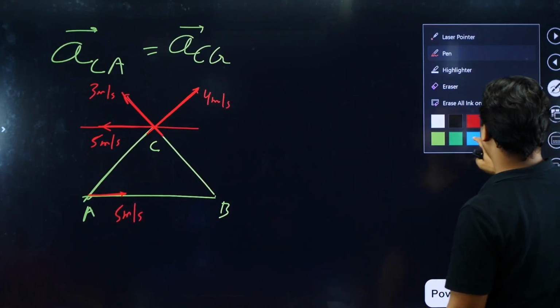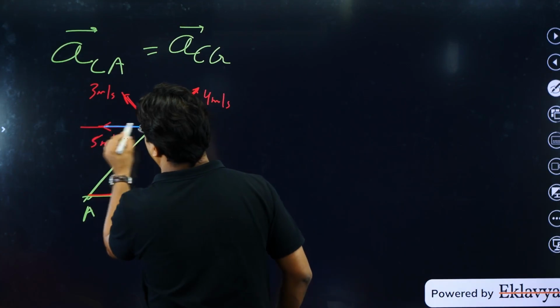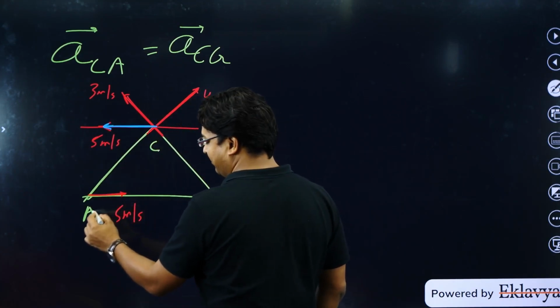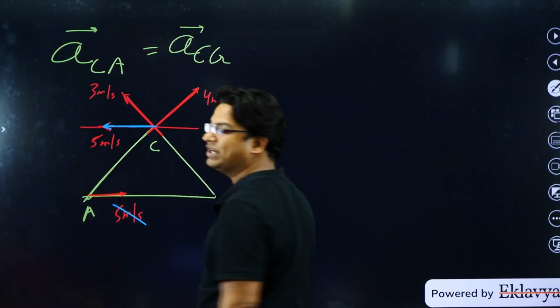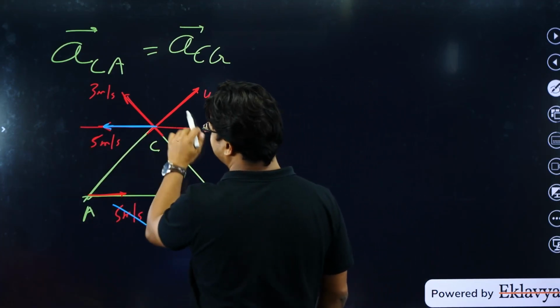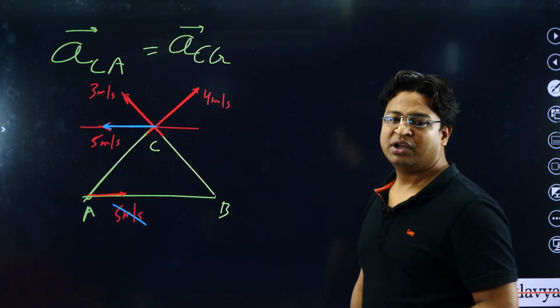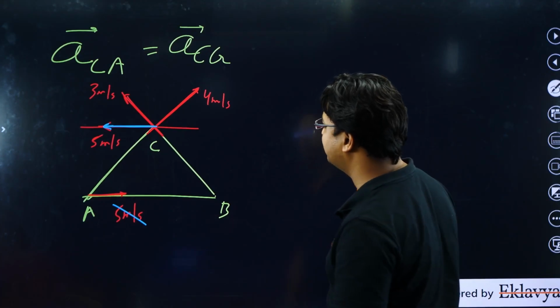Okay, I hope you are getting this. In the frame of A, A will be at rest, so this will be gone, and C will get an additional velocity equal to minus VA. So we have to find out the resultant of these three vectors. Okay, so how do we do that? So let's do one thing.